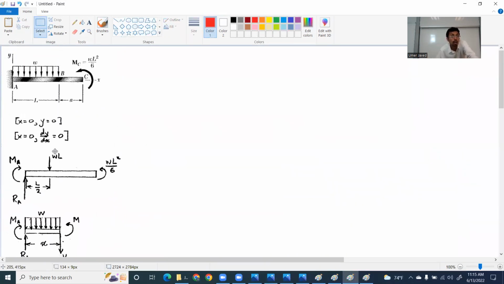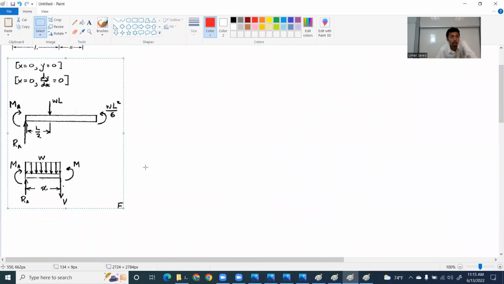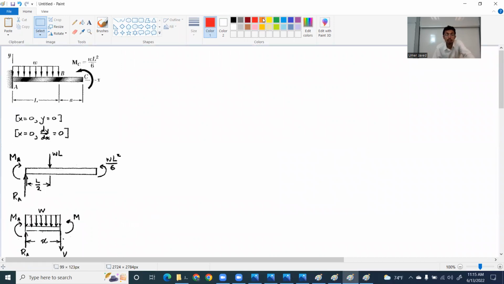Okay, so these are the free body diagrams. We made these cuts. So let's start. Number one is summation of Fy equal to 0.